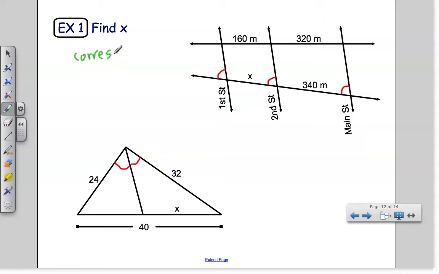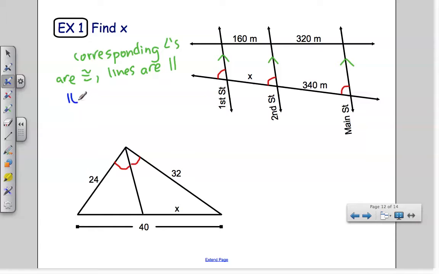And if we have corresponding angles congruent, which we do here, we know that the lines are parallel. Corresponding angles are congruent, lines are parallel, so I do know that all of these are parallel since the corresponding angles are congruent. That's corresponding angles converse. That says those lines are parallel. So now I know that these transversals, or these other streets, are split proportionally.